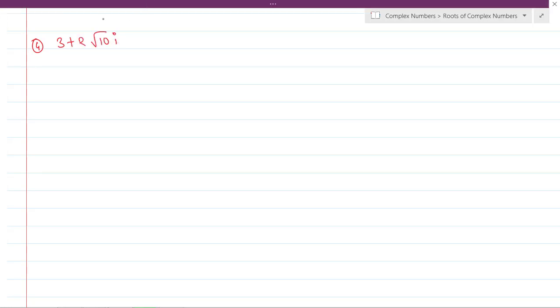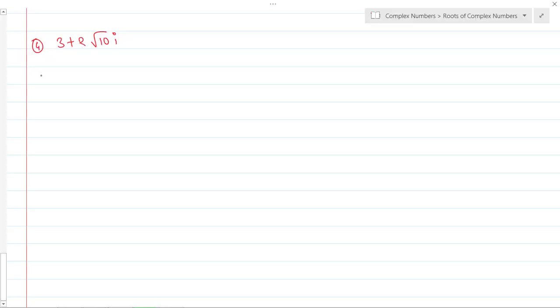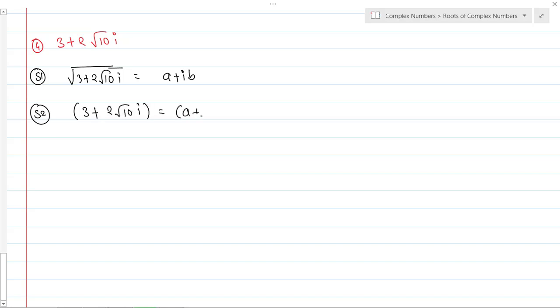Again step by step, please help me, what is step 1? Step 1 is what? Give the under root. So √(3 + 2√10 i) equals a + ib. Perfect. Step 2 is what? Squaring on both sides. So you will have 3 + 2√10 i equals (a + ib) whole square, which gives a² − b² + 2abi.